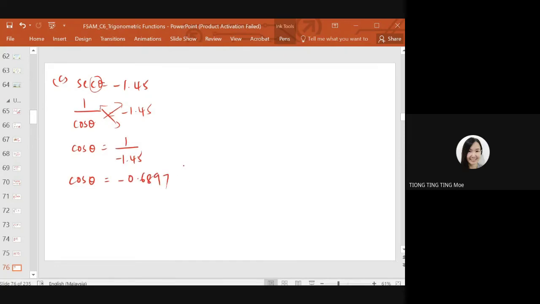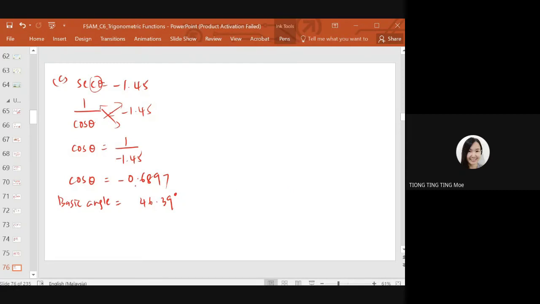So your cos theta equals negative 0.6897. Then after this, you get your basic angle. For the basic angle, no need to press negative. You just press shift cos 0.6897. Make sure your basic angle is an acute angle. The negative is only for you to determine in which quadrant the angle is located. So when you press the calculator, you don't press negative. You shift cos 0.6897. So your basic angle is 46.39 degrees.